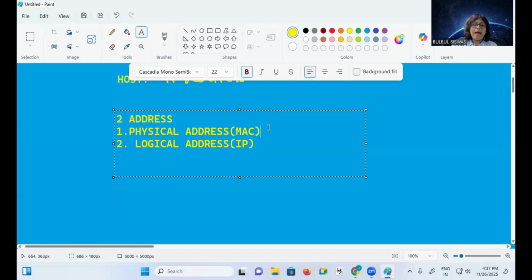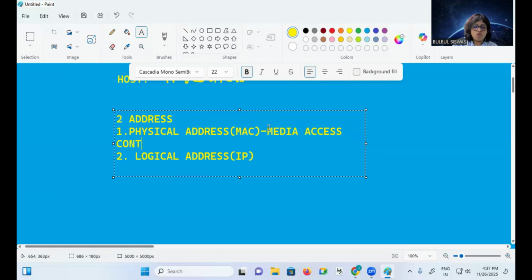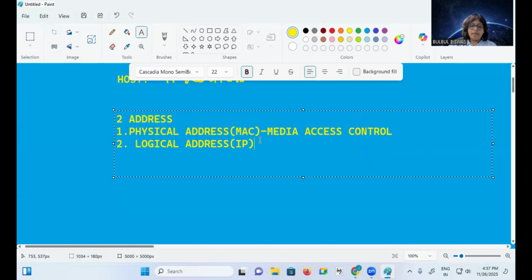Do you know what MAC is? The full form is Media Access Control. And what is IP? The full form of IP is Internet Protocol. Okay, everyone, so whenever we are configuring any network, the devices have two types of addresses. One is the physical, another one is the logical. The physical address is called the Media Access Control or MAC address, and the logical address is called the Internet Protocol address.